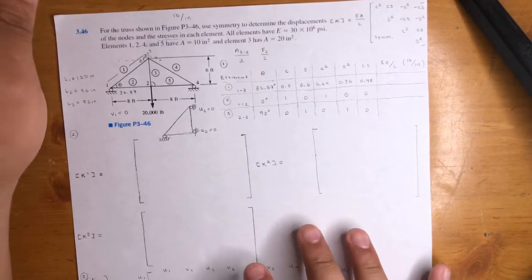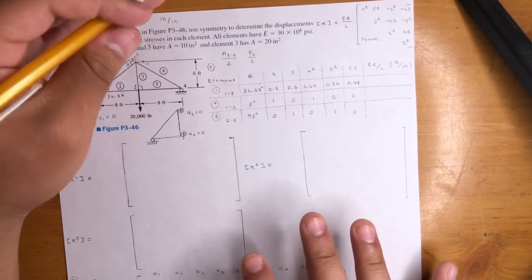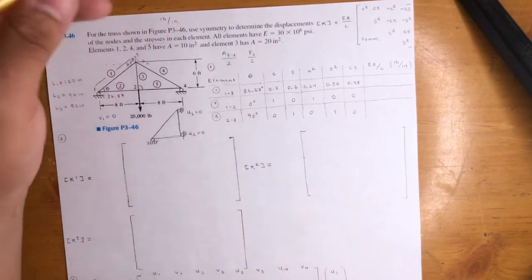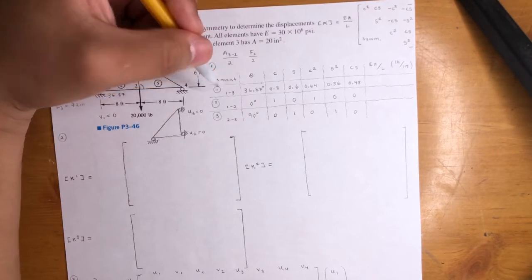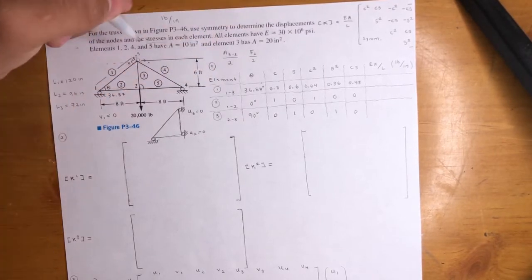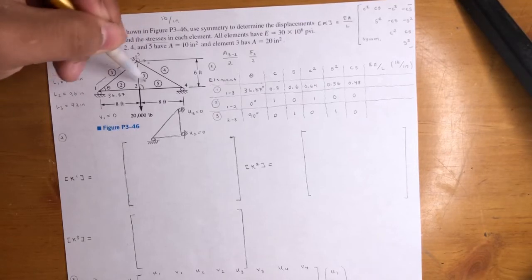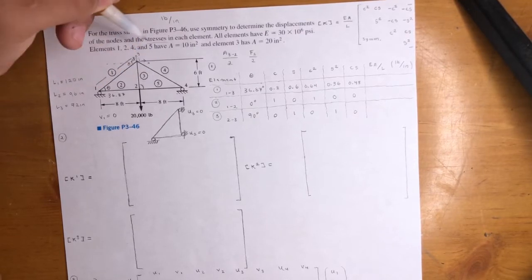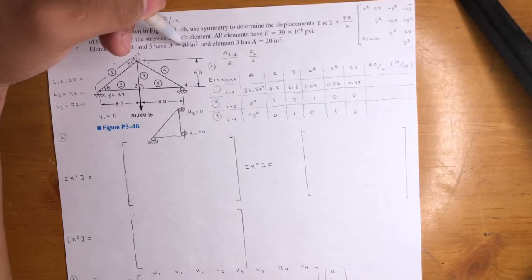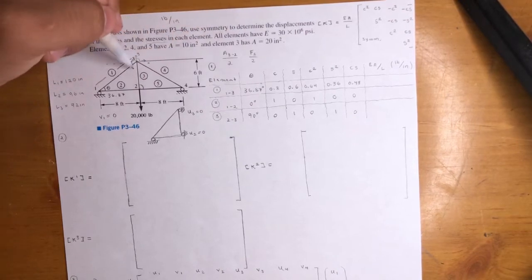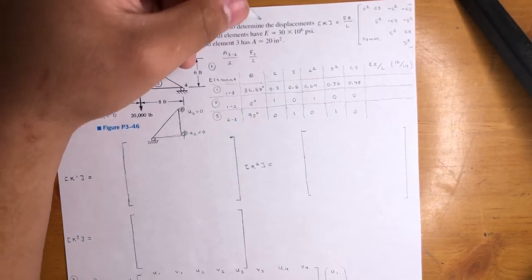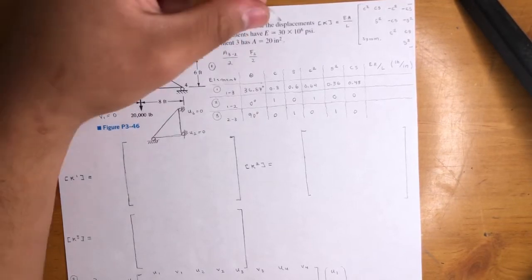Now let's get EA over L. So all the EA over L's, they're gonna be normal. So let me explain. For the first element, right? They give us the E, and they give us elements 1, 2, 4, and 5. So 1, 2, 4, and 5 have area of 10 inches squared. Okay. Element 3 has 20, so this bar is twice as thick as the rest. Okay. So we're gonna get these normally. They already give it to us.